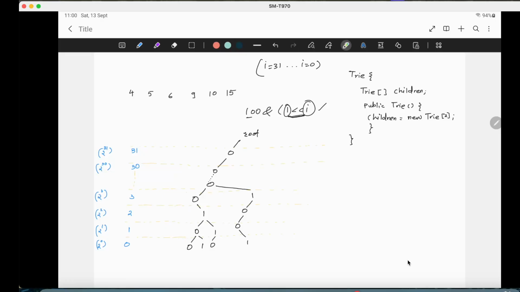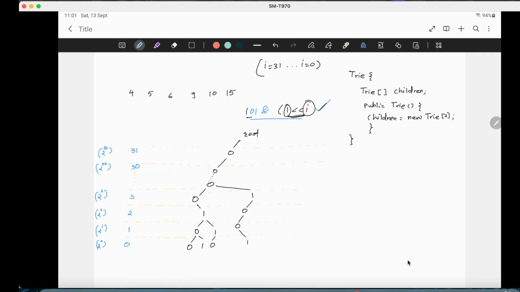Now when we start inserting 5, the same path is what we have to follow. We have to run the for loop again from the 31st bit to the 0th bit, using 5 and 1 left shift of i, from the 31st bit all the way to the 0th bit. We keep performing this operation, and based on the result we get, we decide the children we have to create. So again we check starting from the root whether the 31st bit is set in 5 or not.